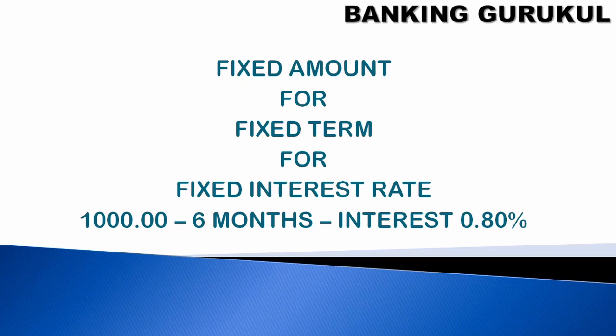So what is a fixed saver account? A fixed amount for a fixed period at a fixed rate of interest. The customer is blocking a certain amount for a certain period at a fixed interest rate. In my example, £1,000 for 6 months at 0.8% per annum. So this amount is blocked for 6 months.